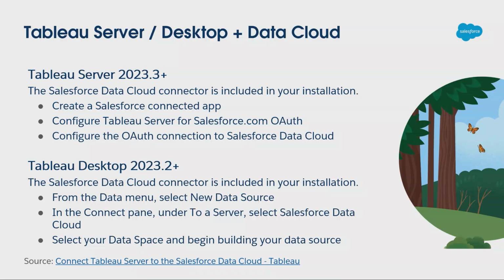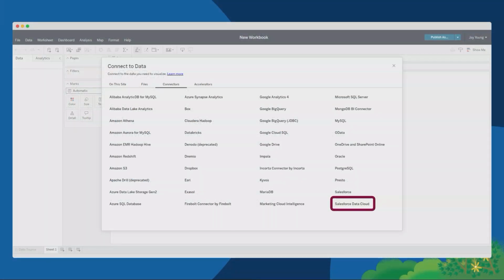With Tableau Server, it's as easy as creating your Salesforce connected app in Salesforce, setting up your OAuth. You'll need to work with your Tableau Server admin to get that established, and then logging into Tableau Server, inputting your credentials to build out that OAuth connection, and then begin visualizing your data. If you're on Tableau Desktop, all you need to do is, from the data menu, click on New Data Source. You're going to see a Connect to Data page. Just go to Connectors, Salesforce Data Cloud's right there. Click on it, authenticate with your Salesforce instance, and you're ready to start pulling in your tables from your Data Cloud instance.